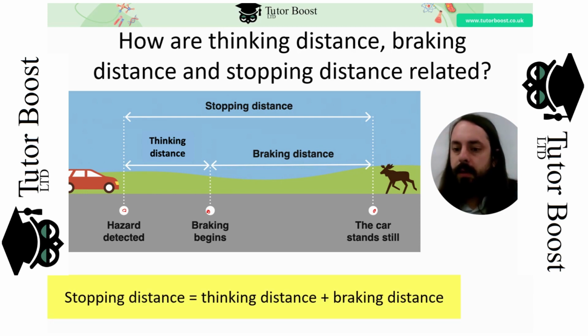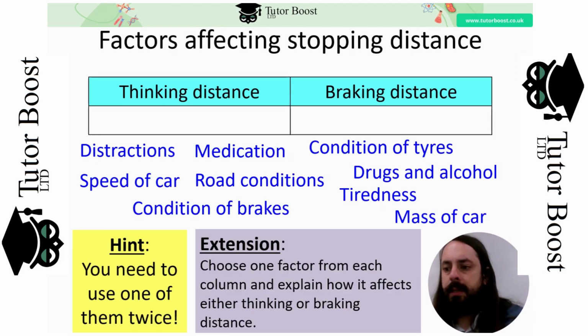Okay, so in summary, stopping distance is made out of thinking distance and braking distance. Let's have a look at the factors affecting stopping distance. I want you to create this table in your book, write down thinking distance and braking distance, and you need to put all of these words over here, underneath the corresponding table. There will be one of them that you need to use twice. I'm not going to give you any other hints apart from that.